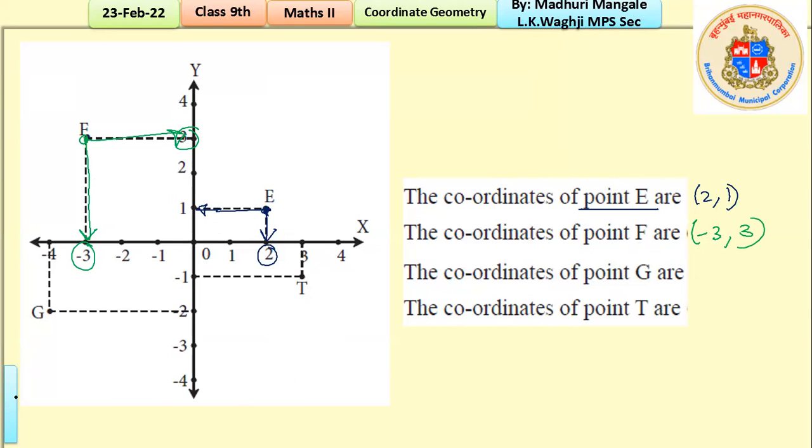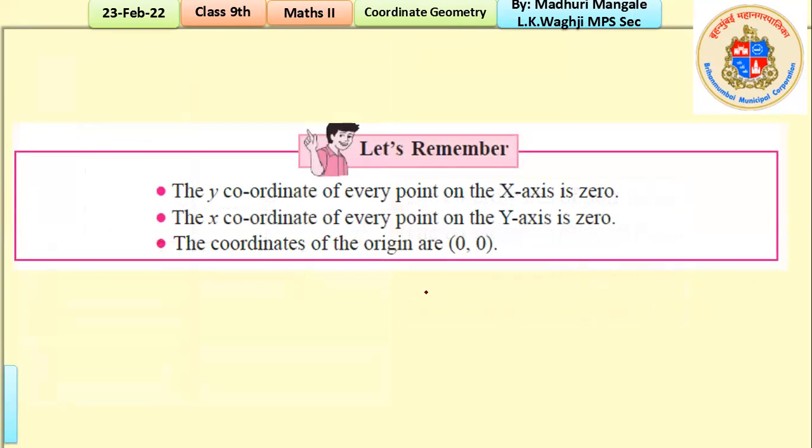Next, look at the coordinates of point G. Here it is G. So starting with the x coordinate first, that's -4. So -4 comma the y coordinate, which is 2. So -4, 2, that's the coordinates of point G. And lastly, point T. Starting with the x coordinate, that's 3, and the y coordinate, that's -3. Okay, so that's how we get the coordinates.